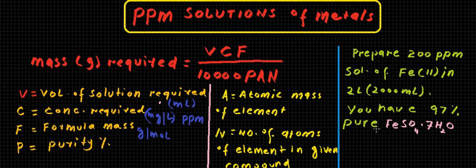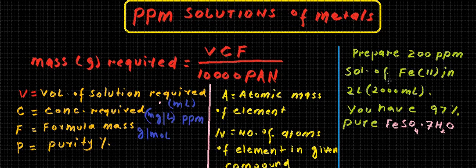And we have iron sulfate heptahydrate, which has a purity of 97%. So there are a few things to consider. We have a compound which contains sulfates and water as well along with iron, but we need to prepare a ppm solution of iron, and the purity of that very compound is 97%.